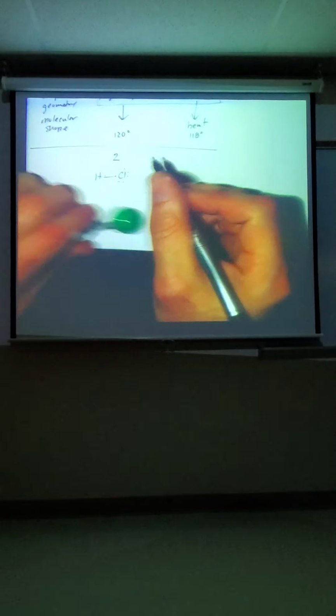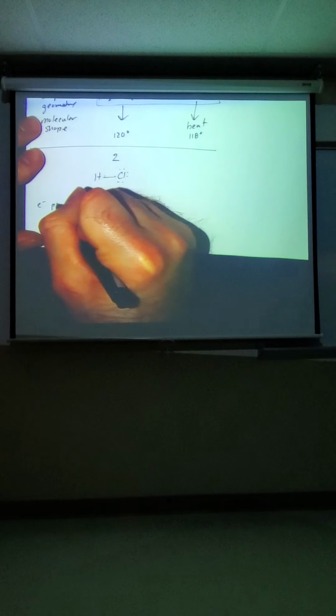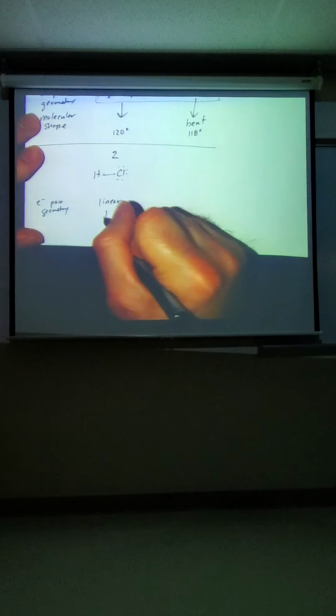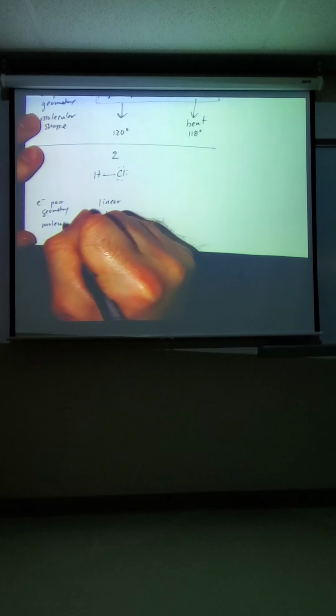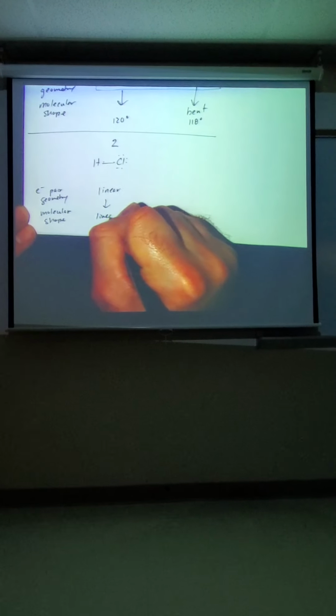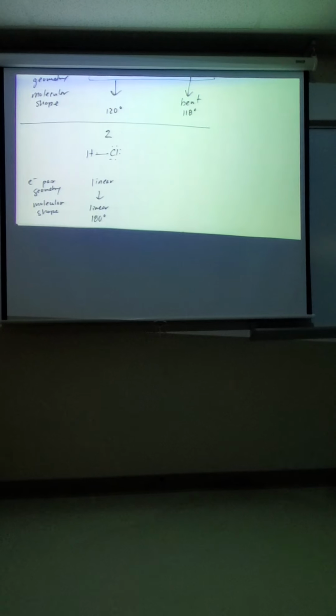Straight lines are going to be called linear for their electron pair geometry. And because there's no center atom, it's going to stay linear for the molecular shape. So the only time we see molecular shape changing as an answer is when there's a lone pair in the middle, and in this case the middle is a bond. Straight line is definitely 180 degrees, so there's that bond angle.